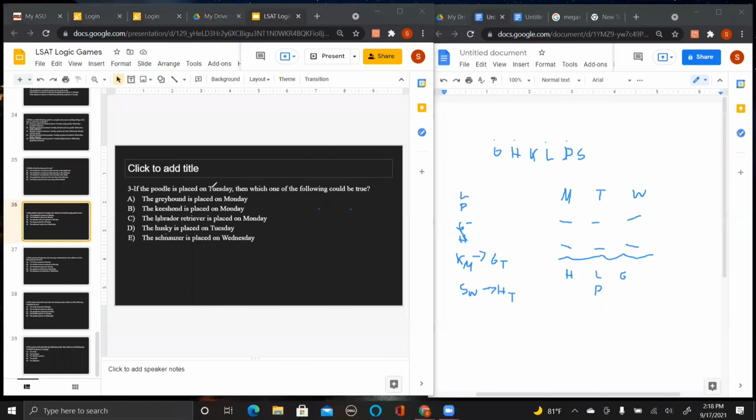If the Poodle is placed on Tuesday, which is going to be true? All right, so if this is the case right here, P and L are on Tuesday, that means the Greyhound is obviously not on Tuesday, right? And neither is the H thing over here, the Husky, yes. Which means the Keeshond is not on Monday and the Schnauzer is not on Wednesday. So Keeshond has to be on Wednesday.